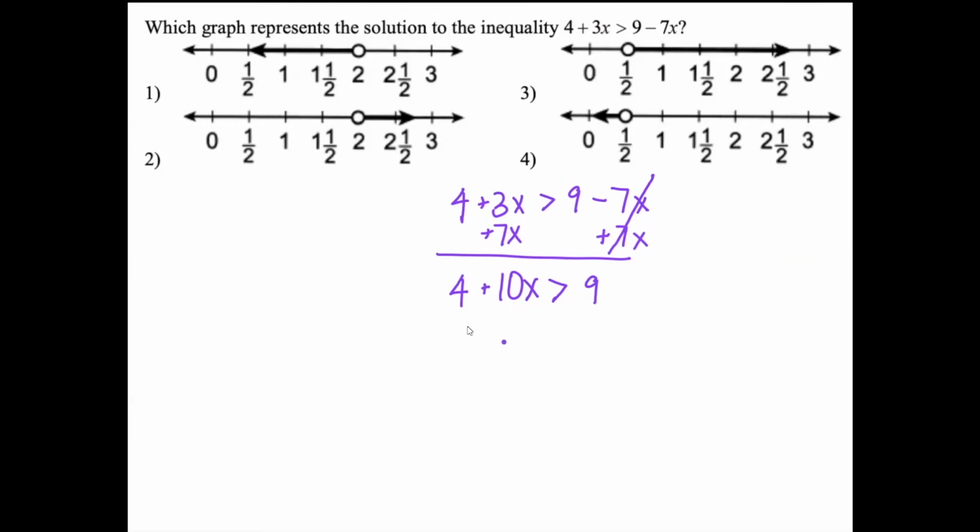Okay. Same thing with the constants now, as I now want to subtract 4 from both sides. I've got 10x is greater than 9 minus 4 is going to give me 5. Now my last step here is to divide both sides by that coefficient of 10. I end up with x is greater than, now just careful, 5 divided by 10 is just 1/2.